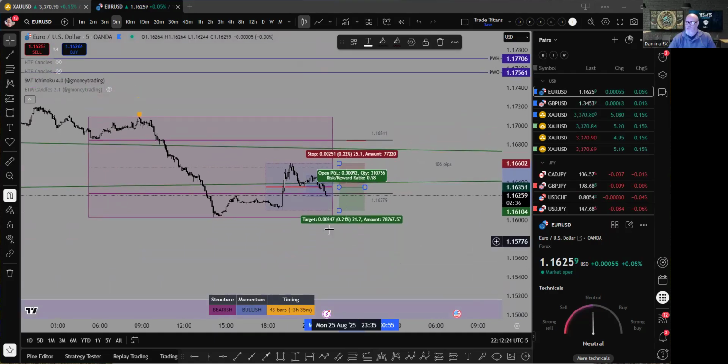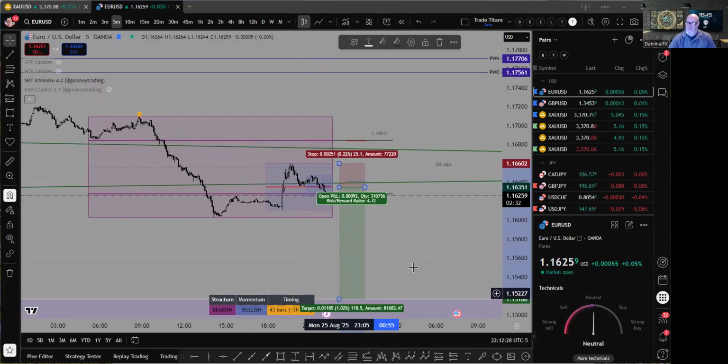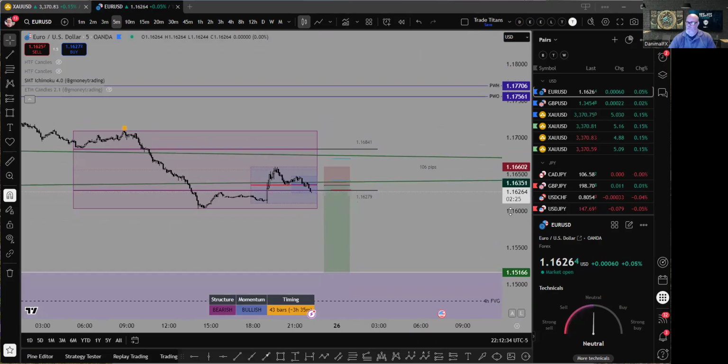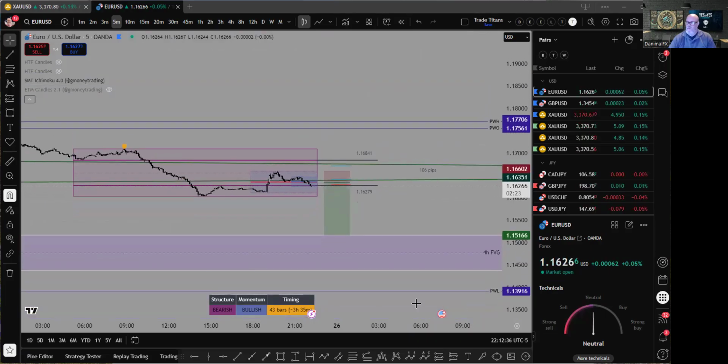Oh, there it is. Yeah. Lost sight of my fair value gap. There we go. Take it down to there. Yes, absolutely. That's where we want to take it to. Right, because you know what's below that fair value gap? Previous weekly low. So yeah, there we go.